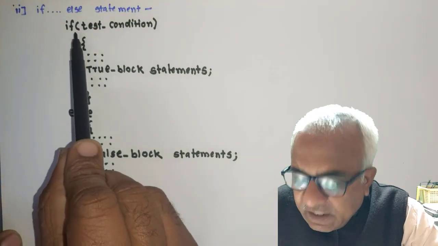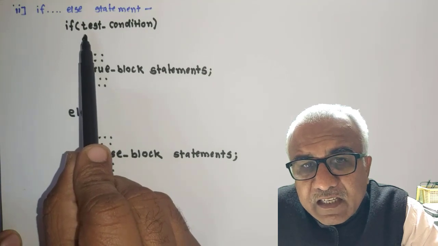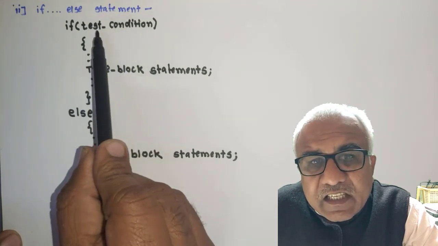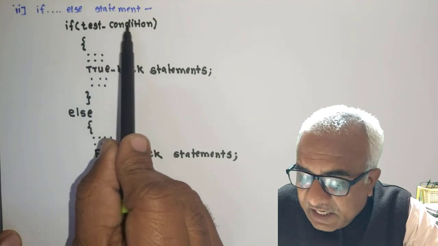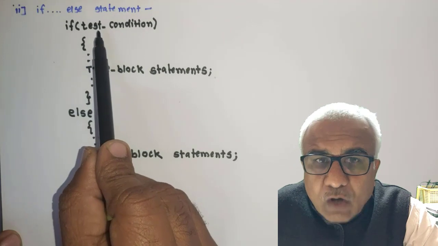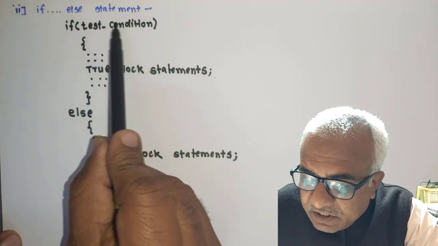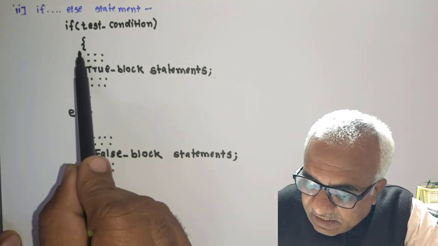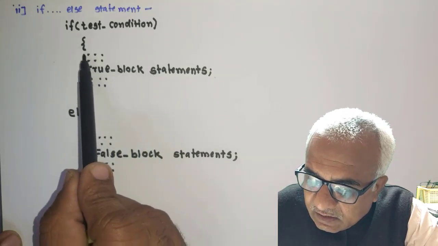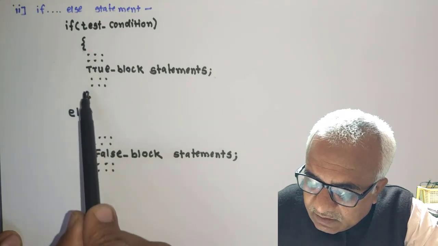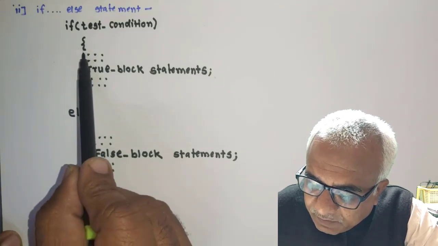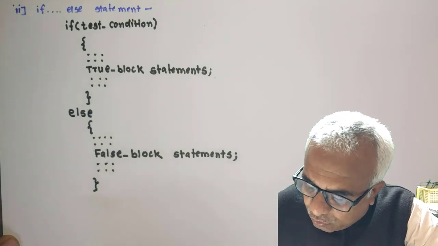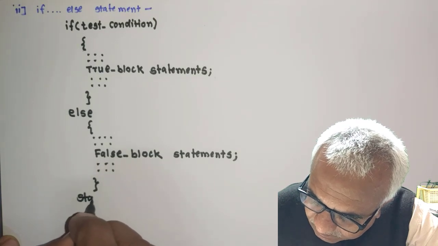So when this type of statement is encountered in the program, first of all, this test condition is tested. This test condition is either true or false. If this test condition is true, then all the statements present in the true block, that is in between these opening and closing braces, are executed. And directly then it goes to statement X.